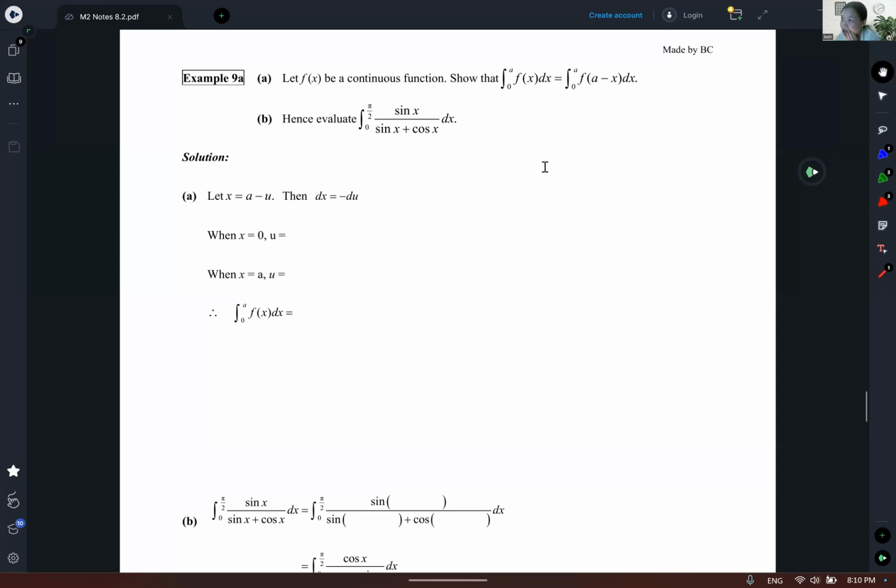However, if I change this to another variable u, let's say let x be a minus u, we do that simply because on the right-hand side you can see the same a minus x. So I'll let x equal a minus u, and therefore, even though it's not obvious now, later on you will see it's obvious.